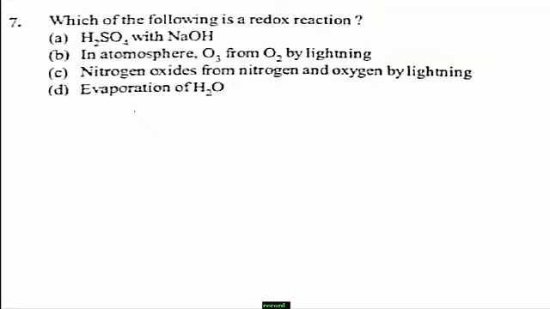Which one is the right answer now? Option C, nitrogen oxides from nitrogen and oxygen by lightning. It is the redox reaction. Option C is the right answer.